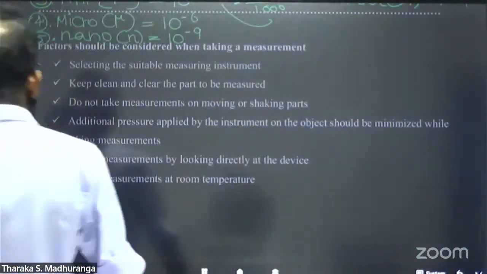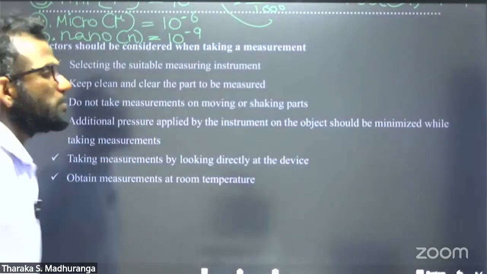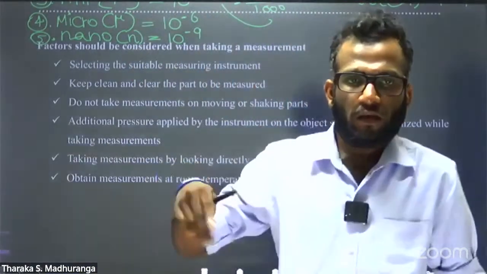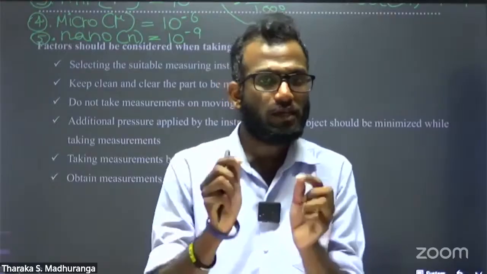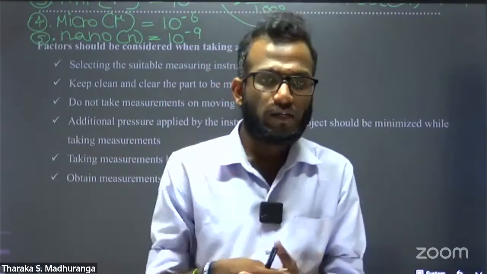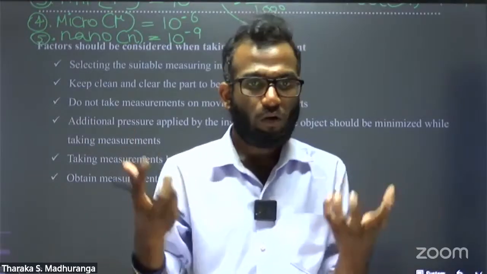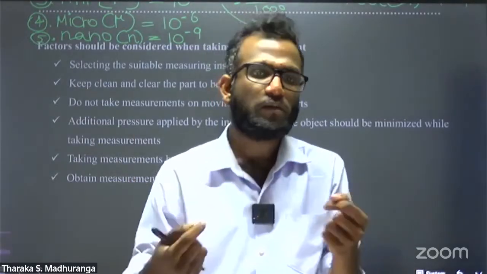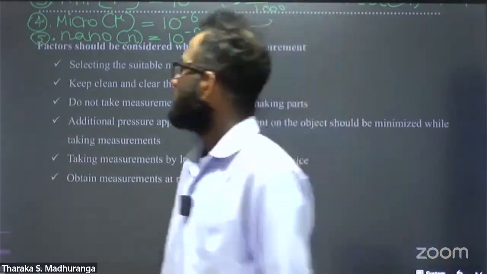The second one is to clean the part of the measuring object. The object needs to be clean before we take the measurements. If there is any dust particle or oil stain on the object, the measurement comes with these particles, and then we cannot get accurate measurements.